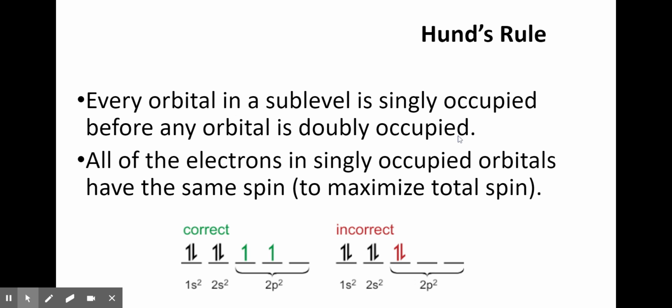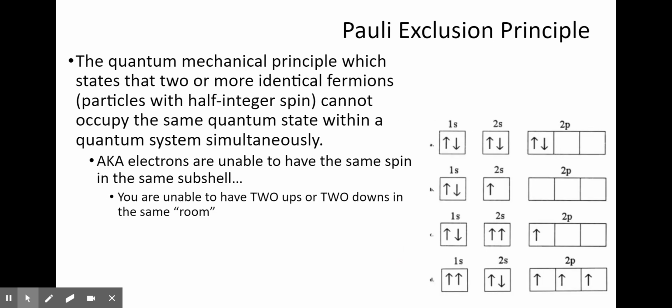Hund's rule says that every orbital in a subshell is occupied by one electron before we fill an orbital with another electron, okay? All of the electrons have the same spin or they're facing the same way. Pauli's exclusion principle says that two or more identical electrons with the same spin can't be found in the same block. Okay, electrons are unable to have the same spin in the same subshell.